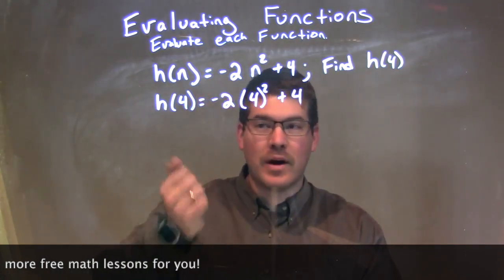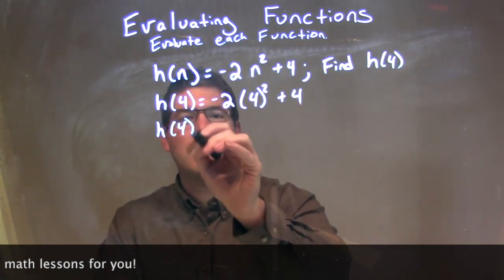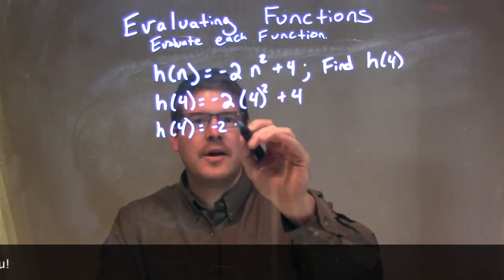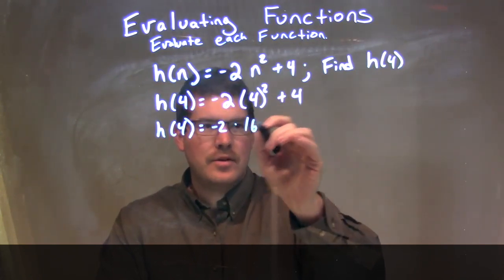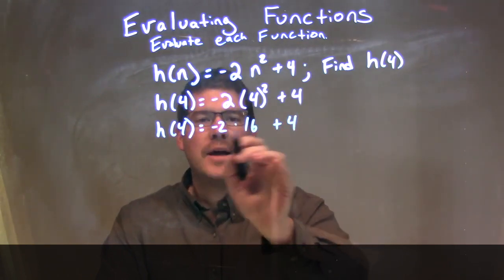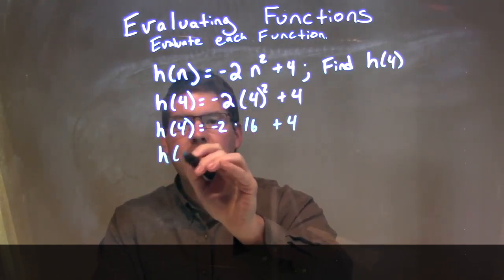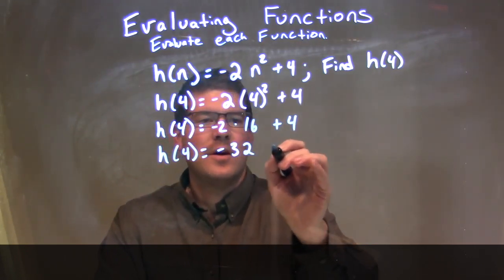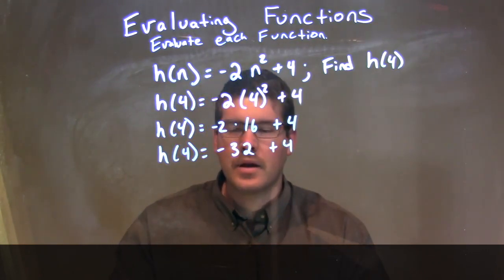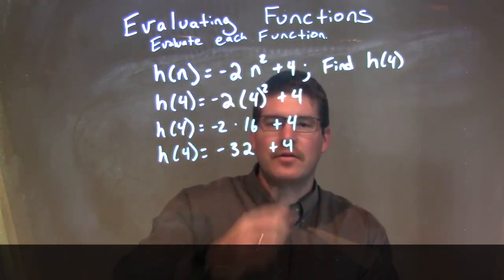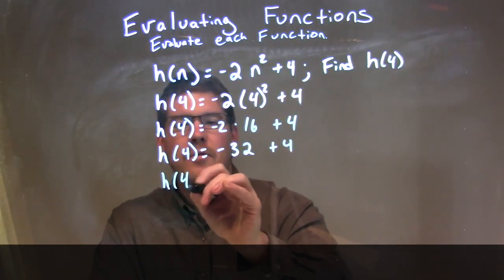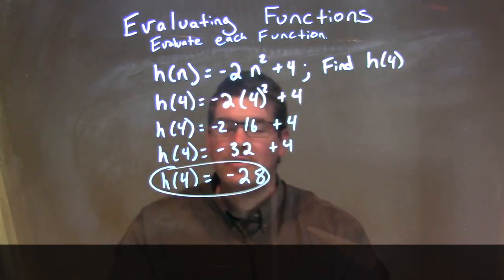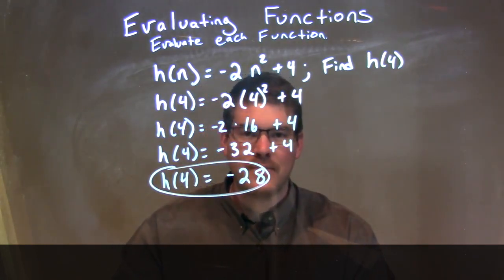So let's simplify. h of 4 comes down. Negative 2 stays out front because we have to do our exponent first. 4 to the second power is 16. So we have negative 2 times 16 plus 4. Negative 2 times 16 is negative 32, and then we add 4. Combining negative 32 and 4, h of 4 is equal to negative 28. So our final answer is h of 4 is equal to negative 28.